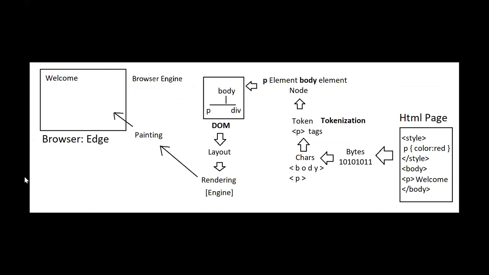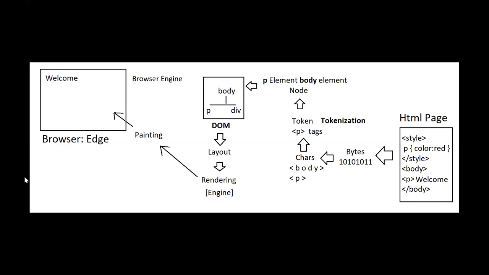That means we write an HTML page. This page contains a lot of things. This is first converted into bytes. From bytes, it is converted into characters. From characters, it is converted into tokens. From tokens, it is converted into nodes. The nodes are constructed into a hierarchy that is called the DOM. And that DOM is prepared into a layout. That layout is rendered, and after rendering, the complete layout process is completed. That layout needs to be painted on the page. That undergoes painting.